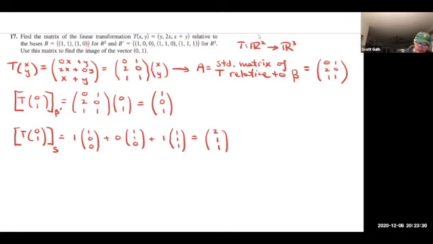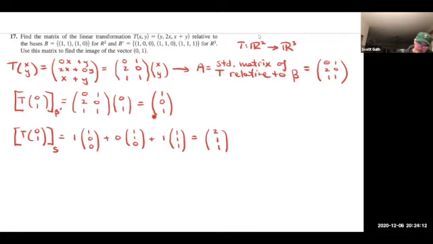Now, if I do the transformation and apply it to the point (0, 1), then I just take this matrix here, my A matrix, and I multiply it by (0, 1). Now, when I multiply this out, you can see I get 0 times 0 plus 1 times 1, which is 1. All right. And then 2 times 0 plus 0 times 1, which is 0, and so on. So I get this matrix down here.